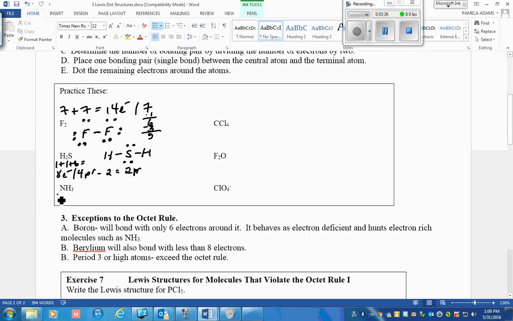Ammonia has a nitrogen which has 5 valence electrons, and 3 hydrogens for a total of 3, for 8 electrons or 4 pairs. All right, once again, hydrogen must be a ligand. It is terminal, so there we go. I'm going to use 3 of my pairs to connect the ligands to the central atom.